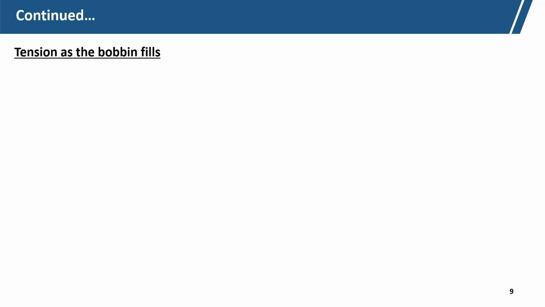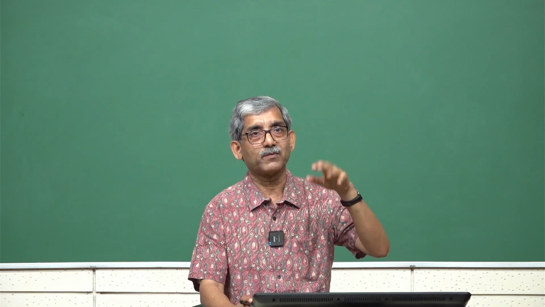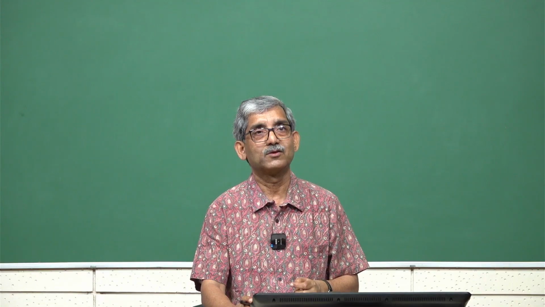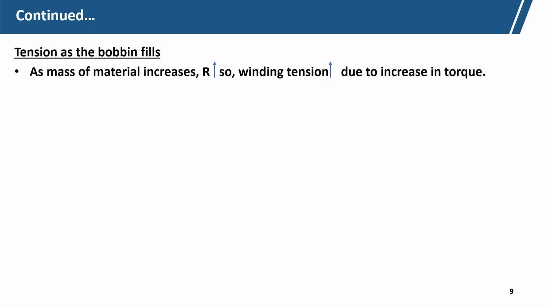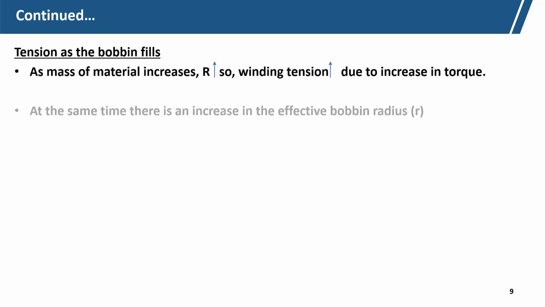Now, tension as the bobbin fills, because as the bobbin gets filled, the mass of the bobbin increases. So, as the mass of the material increases, the winding tension increases due to increase in torque. That is a very simple one, but here some compensation takes place. Now, let us see how.